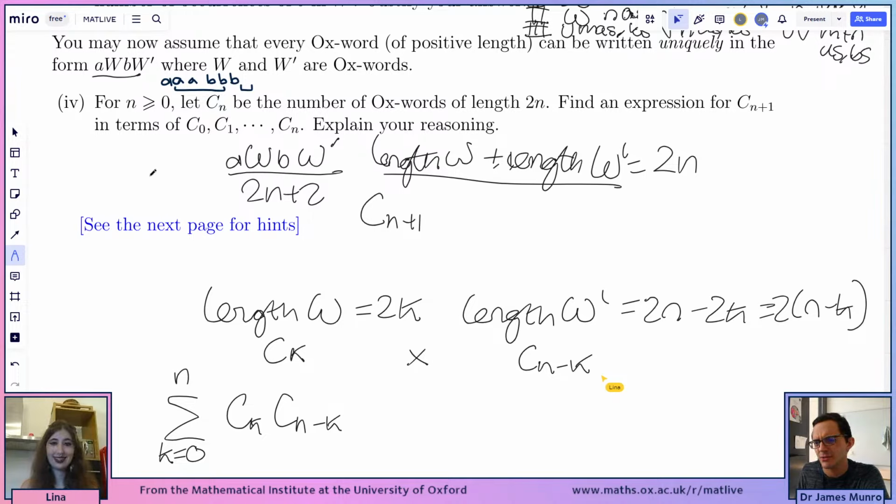I guess to complete the pattern, I should give an example where W is the empty word and W prime is an Ox word. I guess this one is an example. AB, AB, AB. You want to put the A at the front, but then the only place you can choose one of these B's to be the B that splits the words, and the only way to do that is to pick this B immediately. So then W is the empty word and this bit is an Ox word.